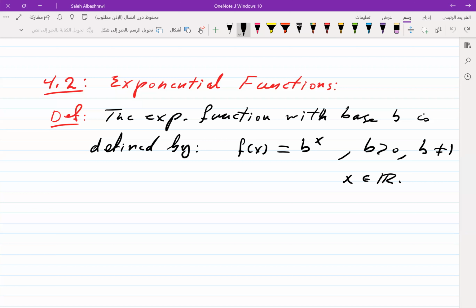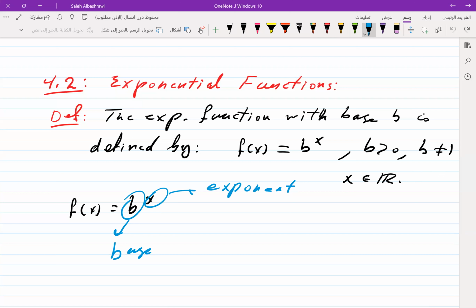So for this function, we have f of x equal to b to power x. B, we call it the base of the function, and x is called the exponent or power. So we say f of x equal to b to power x. Now for the conditions, b greater than 0 and b not equal to 1.